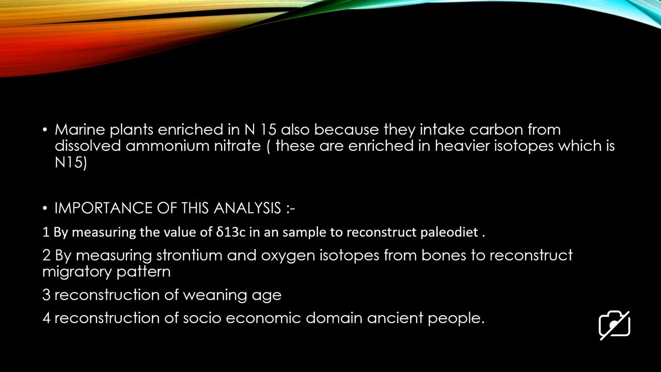What is the importance of this method? This method is very helpful to reconstruct paleodietary patterns. By using stable oxygen isotopes, O16 and O18, these two stable isotopes of oxygen are used. If the delta O18 value is higher, it means a dry climate. If the value is low, it means a wet climate. That's how this technique is very helpful to reconstruct paleoclimate or paleoenvironment. This method is also useful to understand the weaning age. This concept helps archaeologists to understand the socio-economic aspects of ancient people.